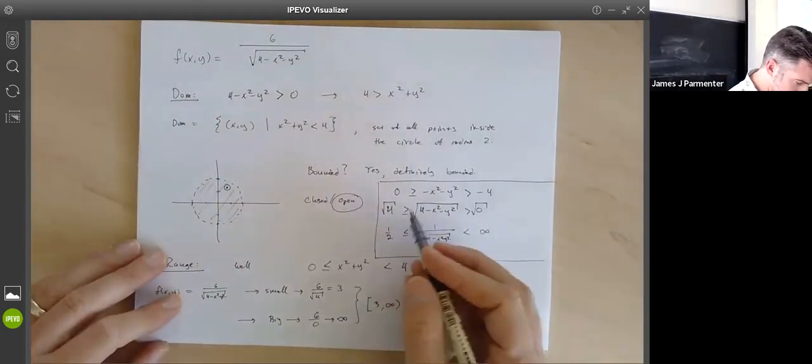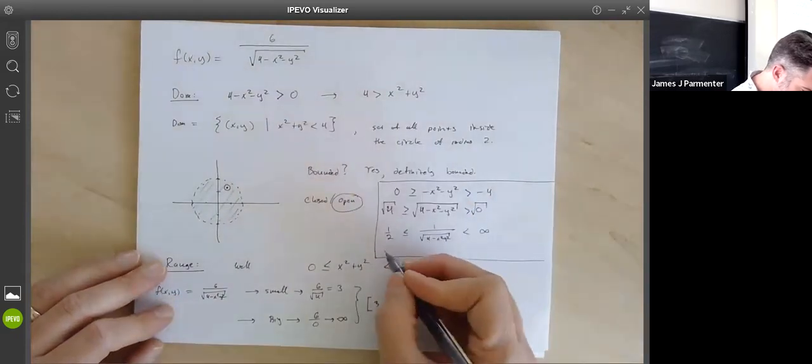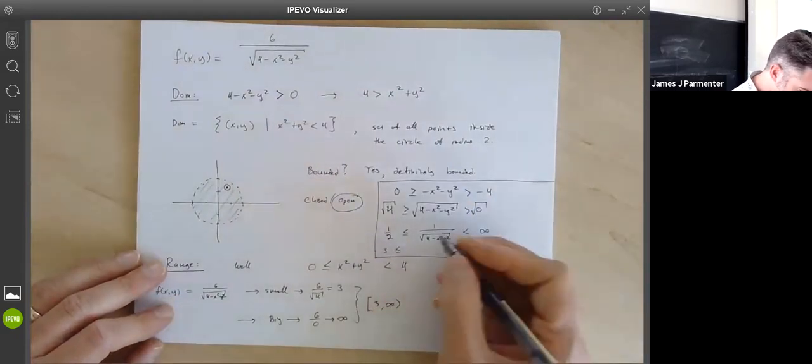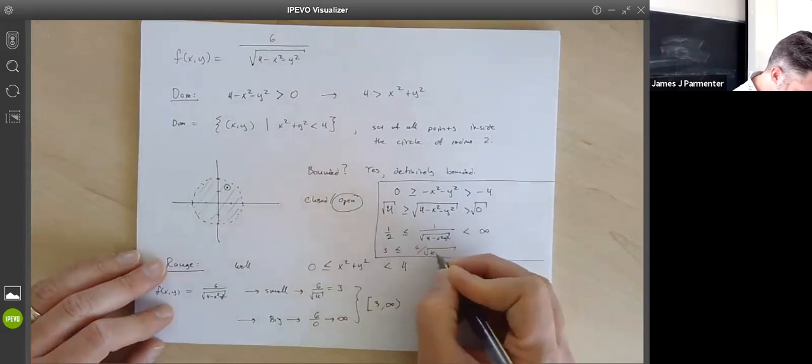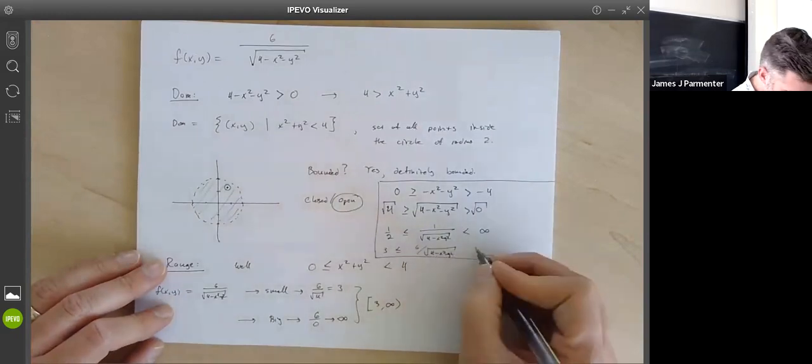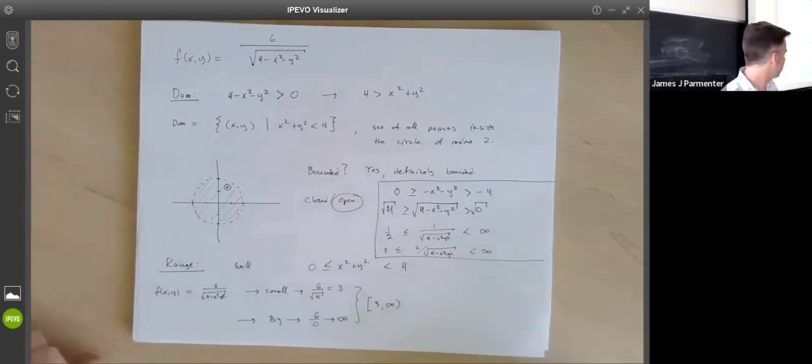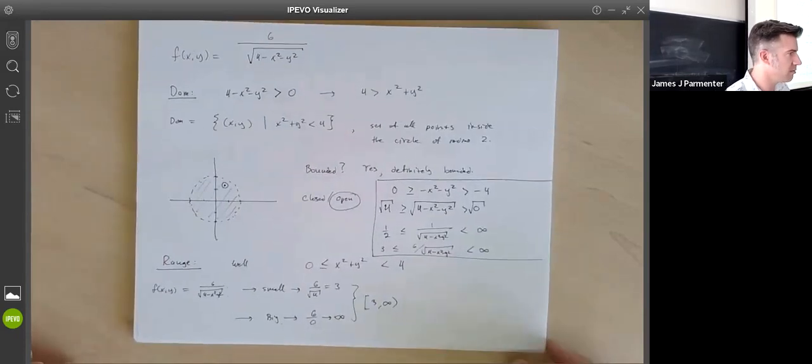And then I'm going to multiply everything by 6. 6 times 1/2 is 3. 6 times this is 6 over the square root of 4 minus x squared minus y squared. And 6 times infinity is still infinity. Oh yeah, we get everything from 3 to infinity.